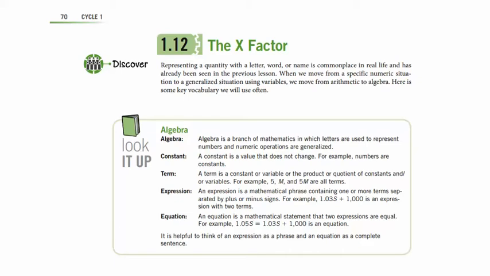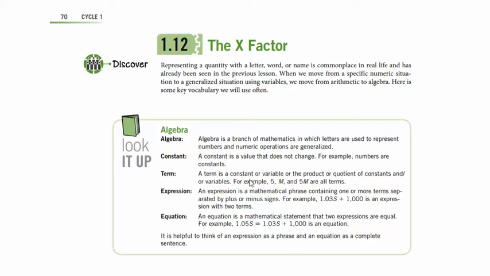All right, well, it always helps to look at some examples. So let's go ahead and do a few examples over here in the margin. Let's start with constant. All right, a constant is a value that doesn't change. So another way to think of this is a number. It says, for example, numbers are constants. In our situation, numbers are constants, period.